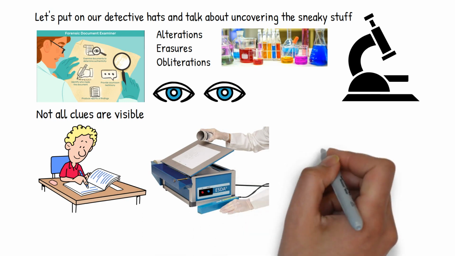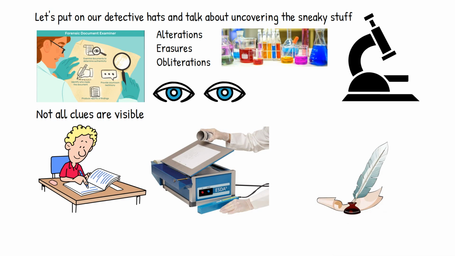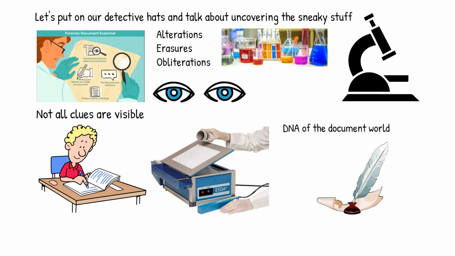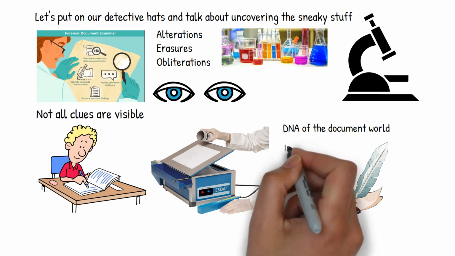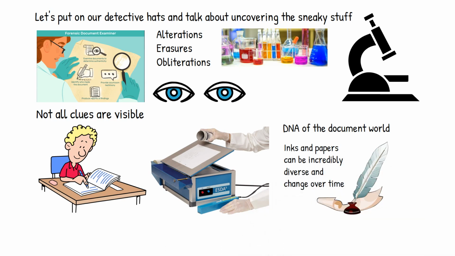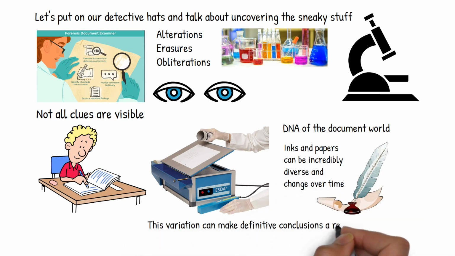Then there's the world of ink and paper comparisons. Think of them as the DNA of the document world. Analyzing their composition can link a document to a specific time or place, but here's the catch. Inks and papers can be incredibly diverse and change over time. This variation can make definitive conclusions a real challenge.